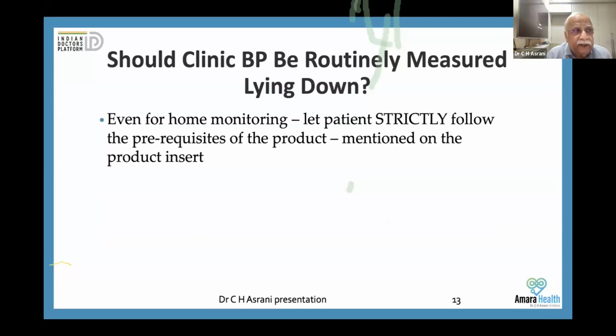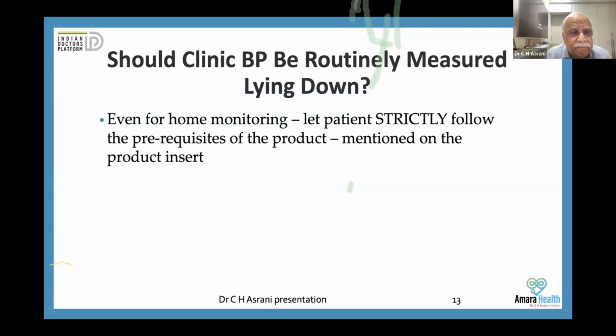Then many patients say we can't come to you regularly. So even for home monitoring, what I tell patients is, whichever machine you have, there is a product insert with the machine. You follow all the steps required as a prerequisite. What happens in families is if one person is checking on the dining table, everybody else says, okay, check mine, check mine, check mine. That is not the right way to check BP. Strictly follow the prerequisite of that product.